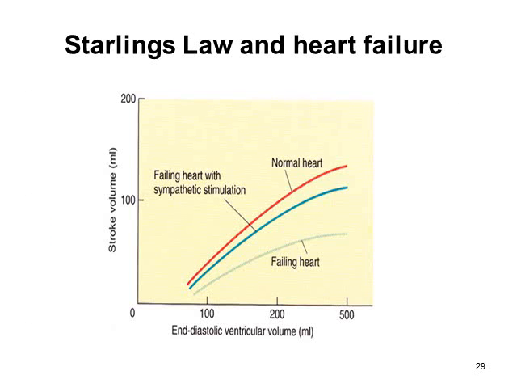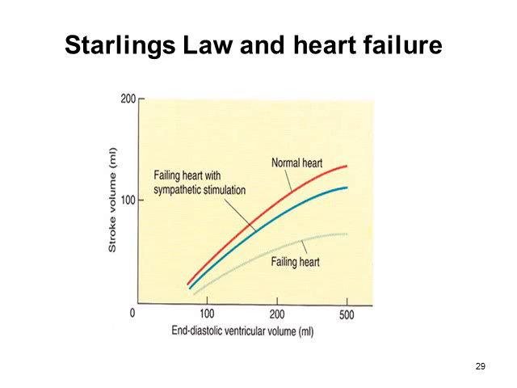I mentioned we had to cover Starling's law again, and this is why. So you have a normal heart shown in red. Same as before, you have stroke volume in millilitres up on one axis against end diastolic ventricular volume on the horizontal axis. As you increase the end diastolic volume, the stroke volume increases.